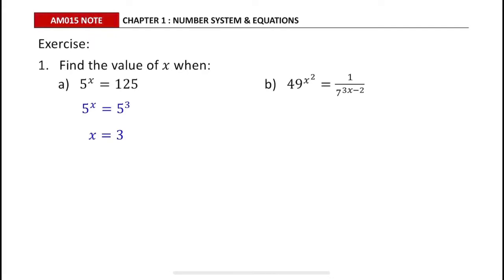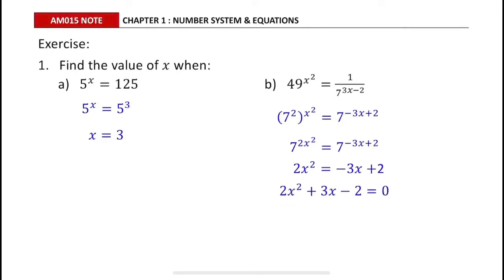For question 1b, we have to express 49 as base 7 and the fraction on the right side must be changed to a negative index. When both sides have the same base, then we can compare the indices, where we get an equation in quadratic form. Rearrange the equation so that the right side equals 0. Then we use factorization to solve this quadratic equation and we get the answer x equals 1 over 2 or negative 2.